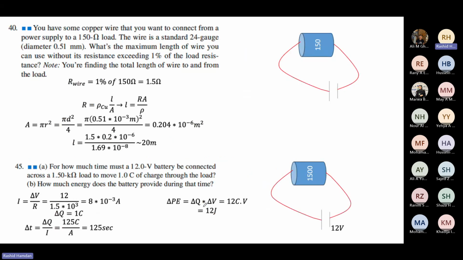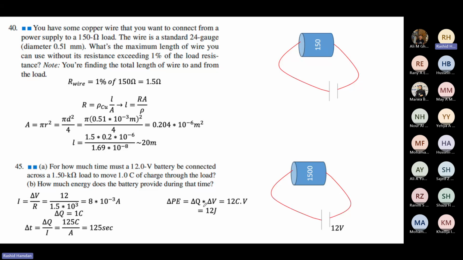Number 40. You have some copper wire that you want to connect from a power supply to a 150 ohm load. The wire is standard 24 gauge, diameter 0.51 millimeter. What is the maximum length of the wire you can use without its resistance exceeding 1% of the load?